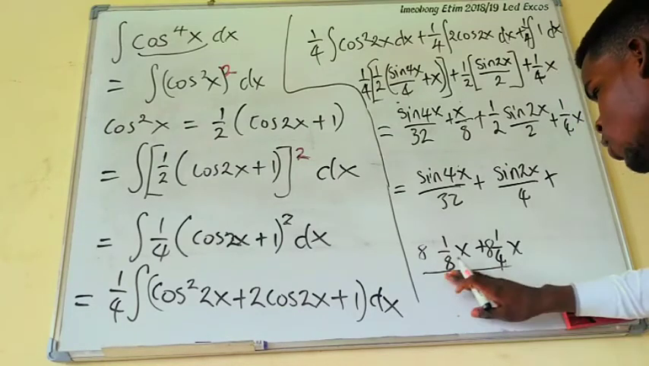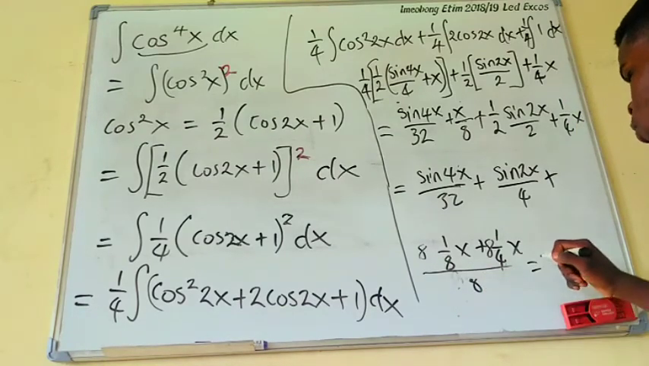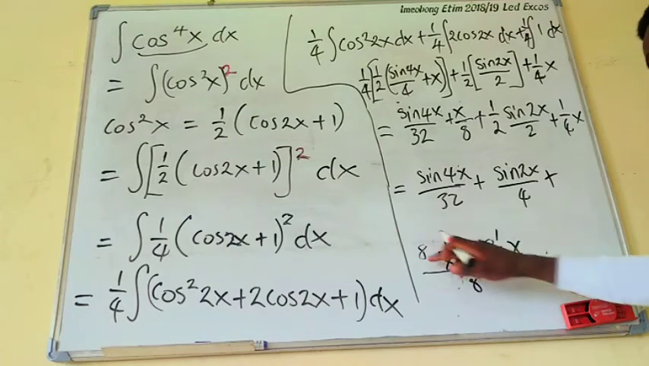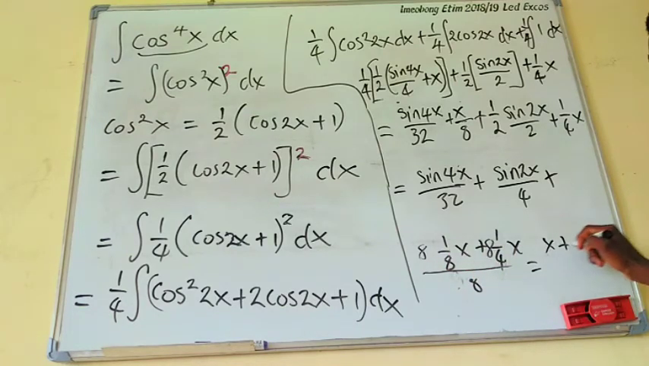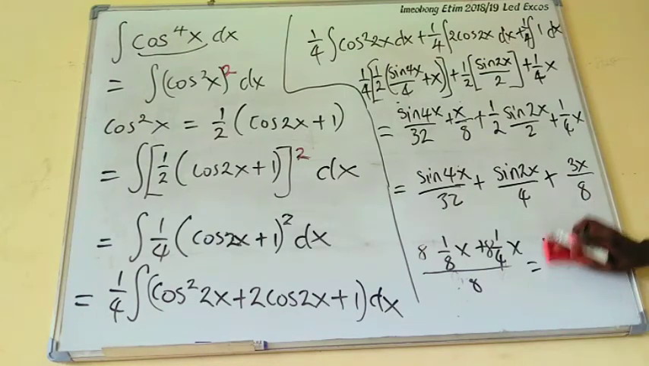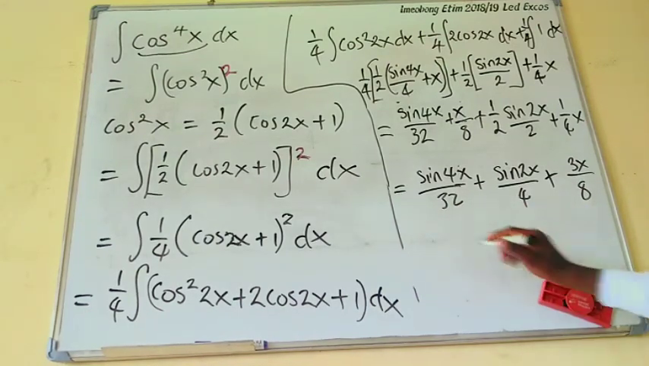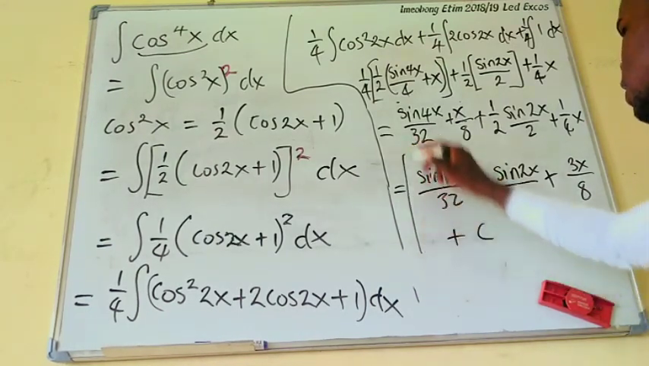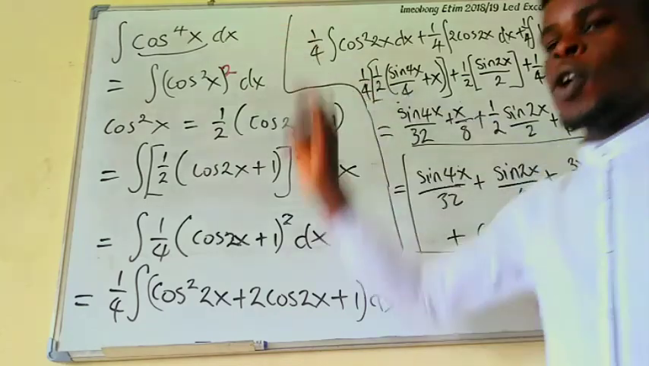Now after multiplying, I need to divide everything by 8. So that will just become x. 8 times 8, that's 1, that is x, plus this is just going to be 2x divided by 8. So this will just be 3x over 8. Okay, so from here we are done. So we just need to add a plus c, and this is the antiderivative of the given function.